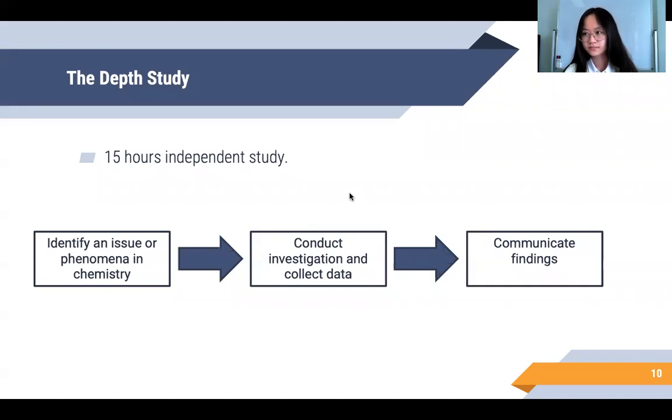So once you have your data, you have to analyze the data, you have to draw conclusions from what you have and communicate your findings. When you communicate your findings, it's usually in a presentation or a report, whatever your school chooses. But this is a compulsory bit and it's usually worth like 20% at schools. It differs.